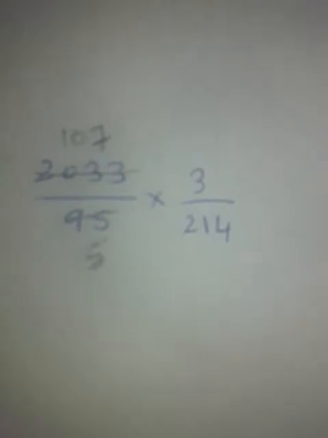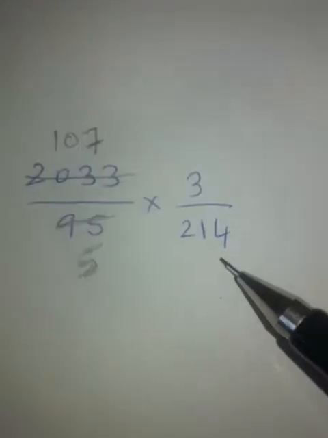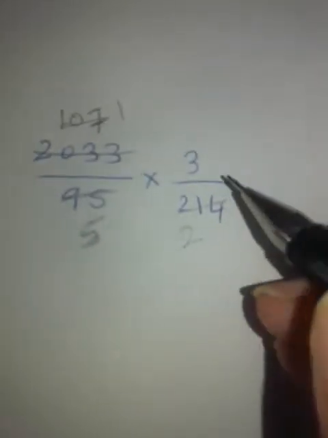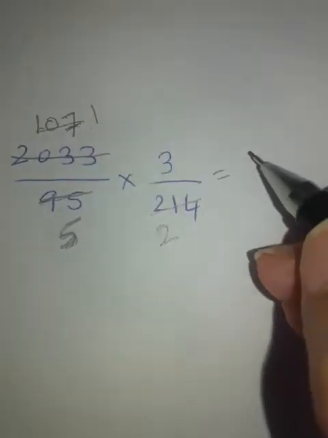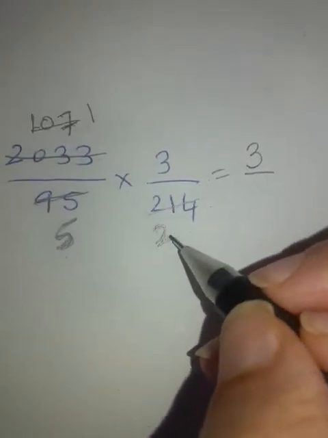Generally, the examiners set the paper that way only so that you can cancel out some common factors. Now, when I see 107 and 214, what do I immediately notice? This multiplied by 2 is this. Very easy. So this is 1 times some number and this is 2 times it. See, so easy. So the numerator is 1 into 3, that is 3, and the denominator 5 into 2, that is 10. So my answer is ready, 3 upon 10.